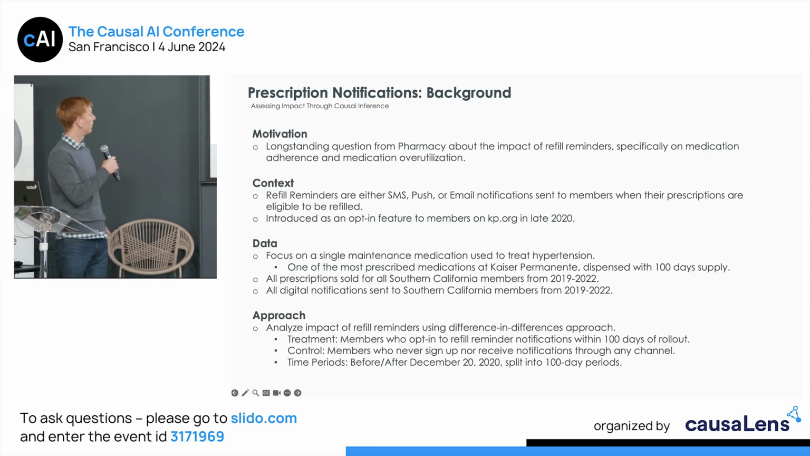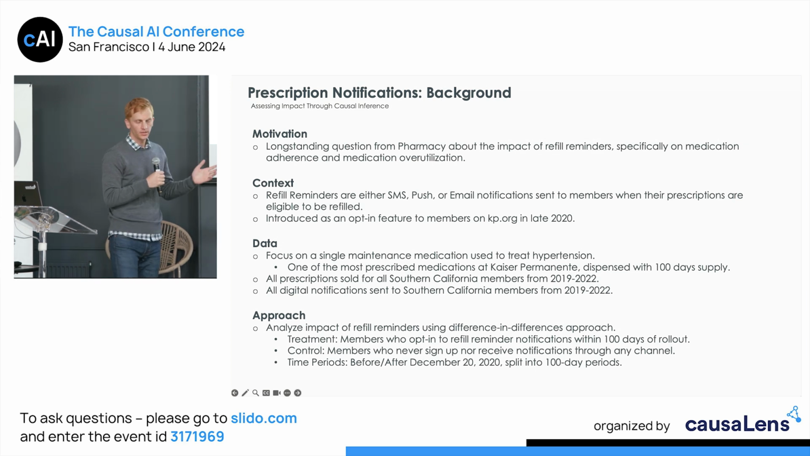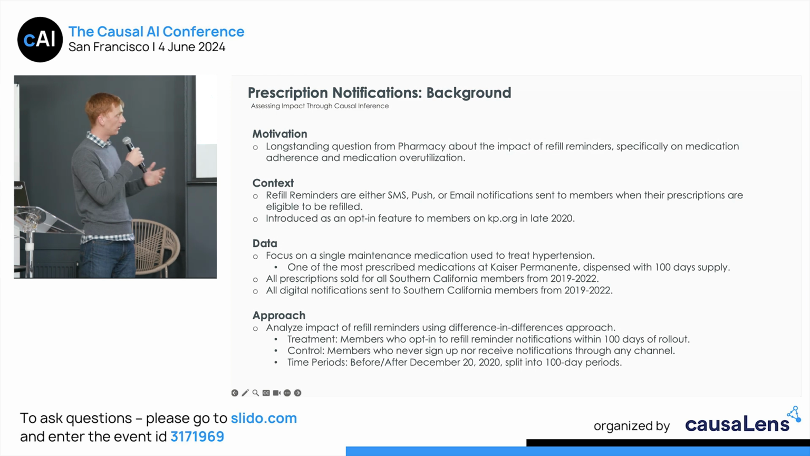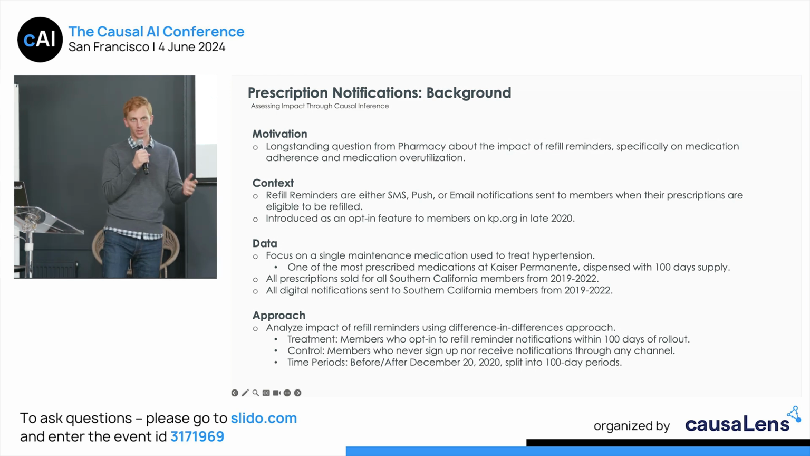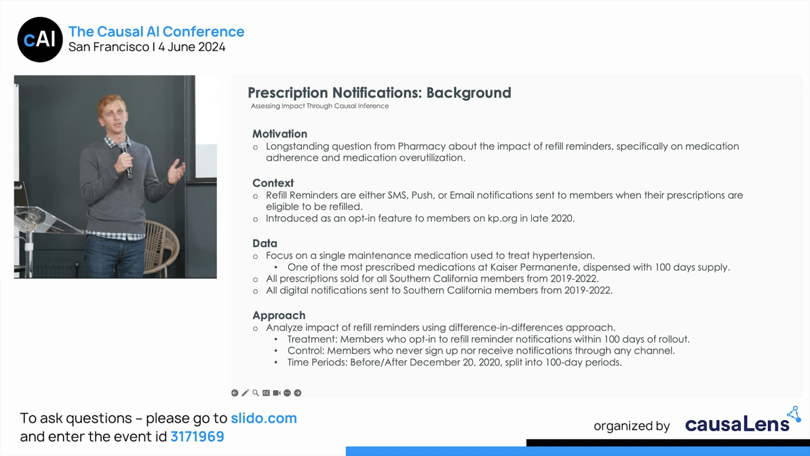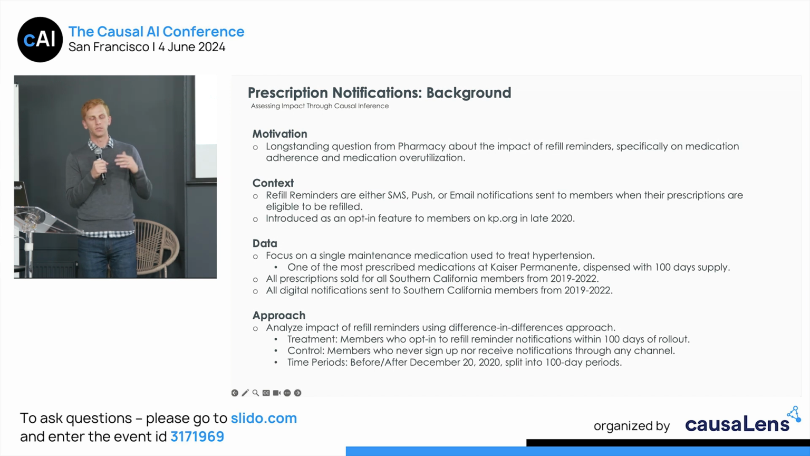Let's dive in. We're going to talk about prescription notifications. A long-standing question from the pharmacy arm of Kaiser was about the impact of refill reminders, specifically around medication adherence, but also medication overutilization. Just to give you a brief context, refill reminders are either SMS, push, or email notifications sent to members when their prescriptions are eligible to be refilled. This was introduced as an opt-in feature on KP.org to members in late 2020.